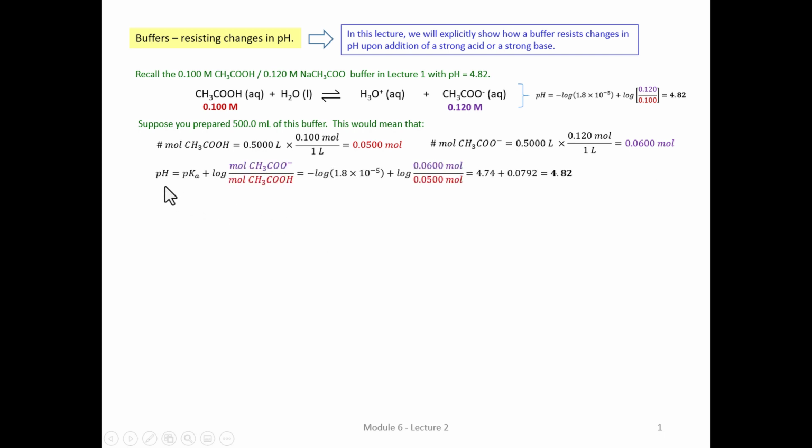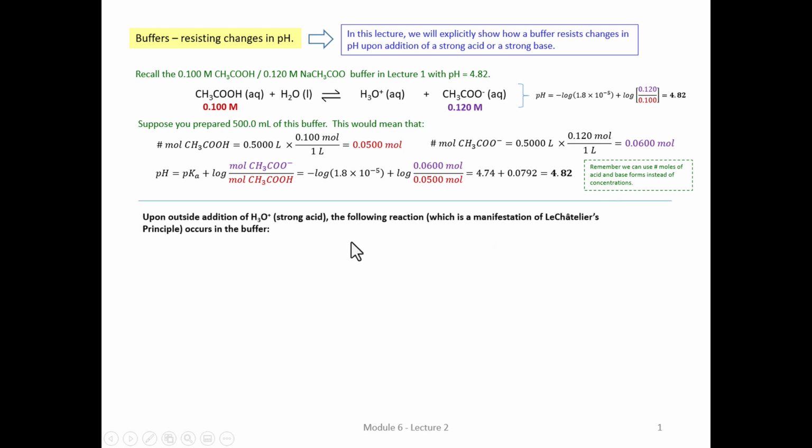Well, we can say the pH of this buffer is equal to the pKa plus the log of the ratio of the number of moles of base form to number of moles of acid form. Remember, we said we could do that and use moles in the Henderson-Hasselbalch equation instead of molarities, and you get the same answer, pH of 4.82.